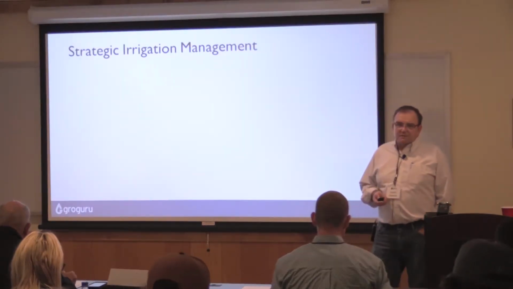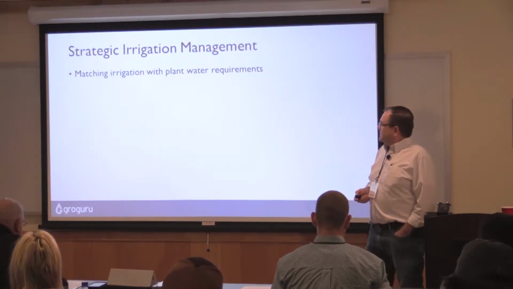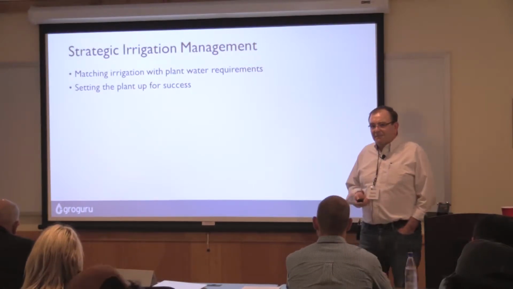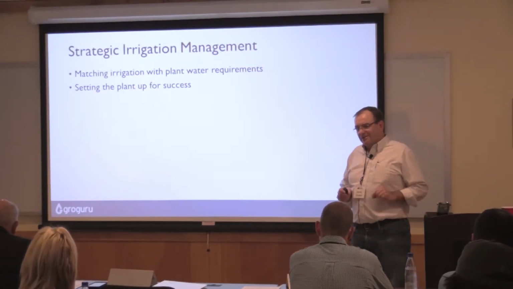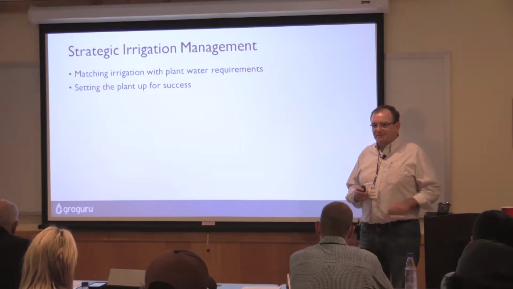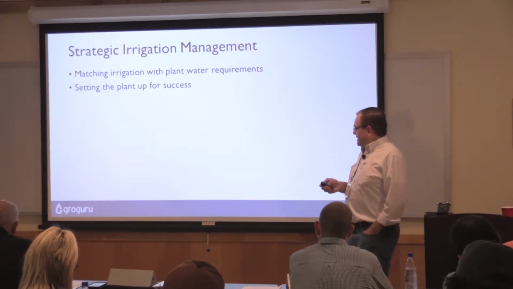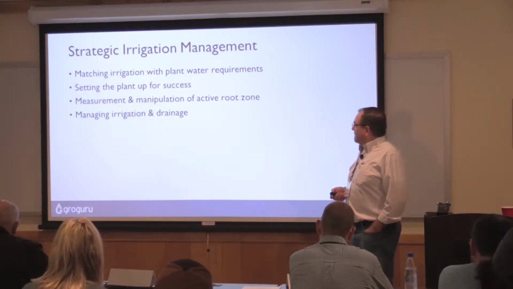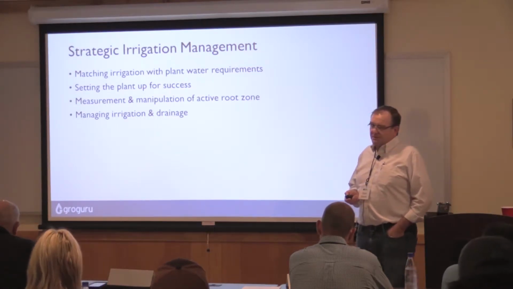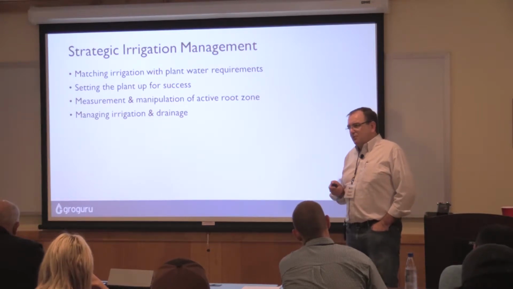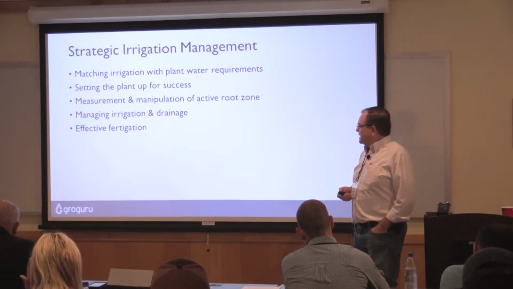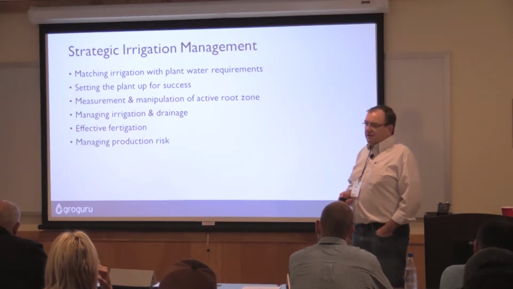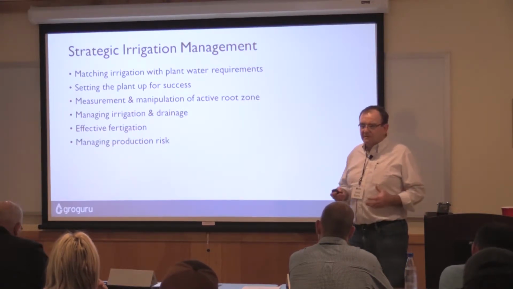So strategic irrigation management, matching irrigation with plant water requirements, real simple. We're setting up the plant for success, and note, roots are everything. You have a bigger root system, you're going to be more successful. So I just took my next point. Managing, we want to manage irrigation and drainage. So we want to keep water on target. We want to make sure we put the fertilizer on target. We want to manage production risk, so season to season.